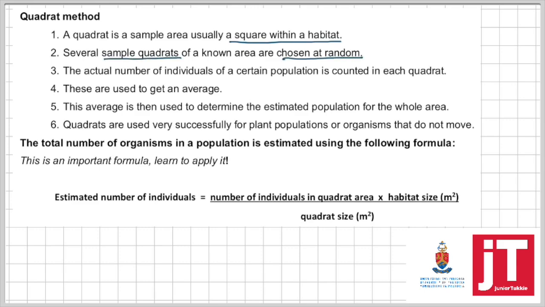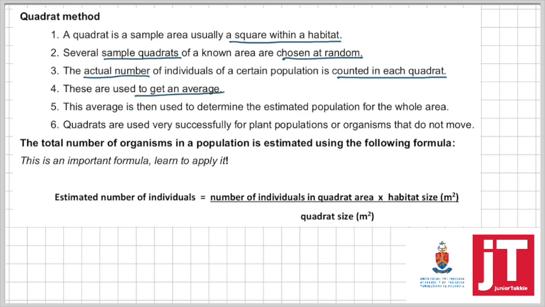Our sample quadrats are going to be taken at random within the habitat to make sure that we have a valid investigation in terms of determining the number of individuals in a population in a given habitat. The actual number of individuals of a certain population can be counted within each one of these quadrats, so that's important for us as well. If we look at insects that do move around a little bit, this becomes so difficult because some individuals will enter and some will leave in each one of these sample quadrats. So ideally, this is going to be used for our plant populations.